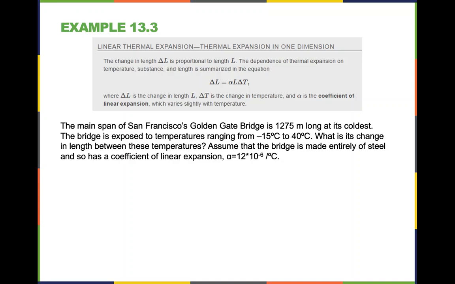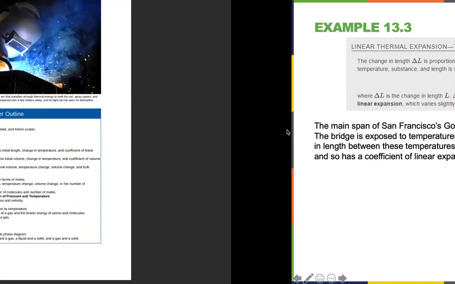Okay, so here we have our first example. The main span of the San Francisco Golden Gate Bridge is 1,275 meters long at its coldest. The bridge is exposed to temperatures ranging from negative 15 degrees C to 40 degrees C. What is the change in length between these temperatures, assuming that the bridge is made entirely of steel and has a coefficient of linear expansion of alpha equals 12 times 10 to the negative 6? Okay, so this alpha would go here. We have a changing temperature ranging from negative 15 to 40, and we have a length of 1,275.